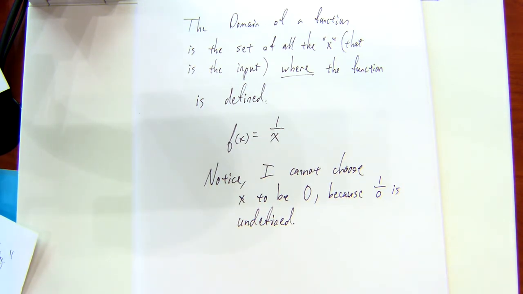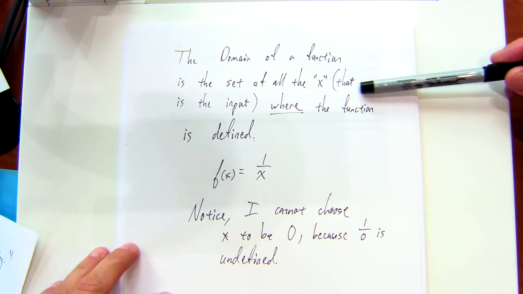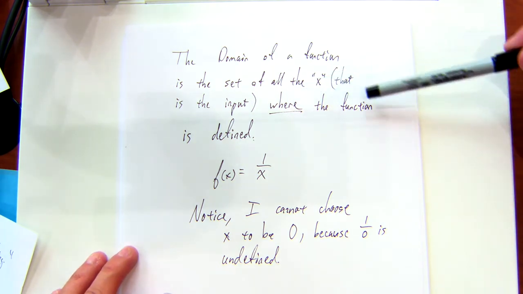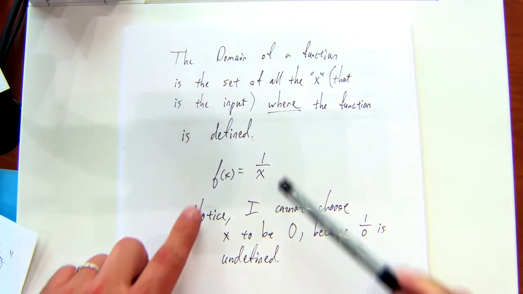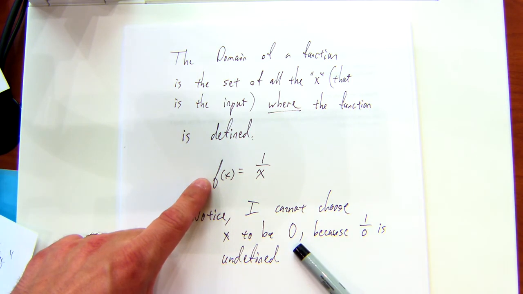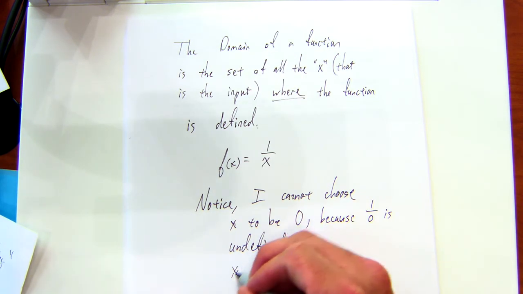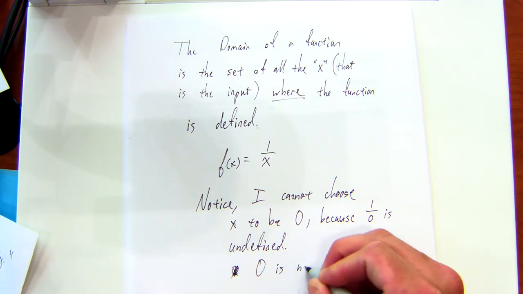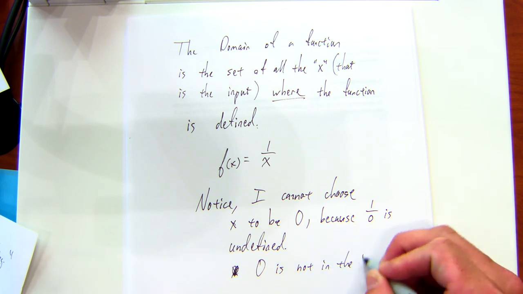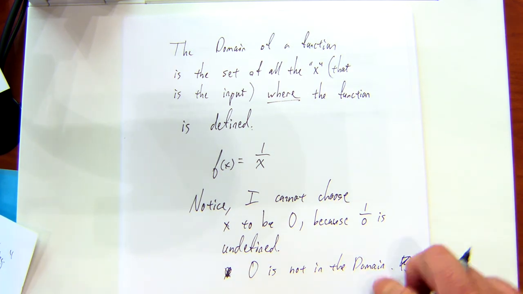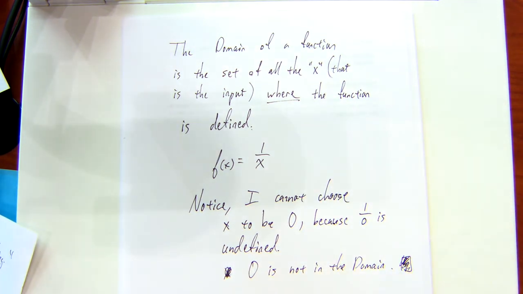Okay? So then, is 0 part of the domain? Let's go back and look at the definition I gave. The domain of a function is a set of all the x's where the function is defined. Is this function defined when x is 0? No. So then 0 is not in the domain for this particular function. Any questions on that?